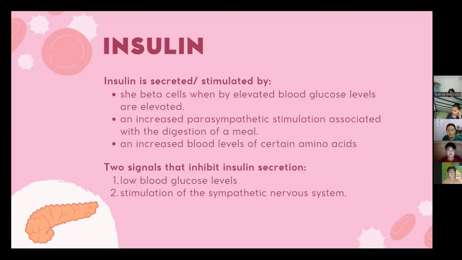So the second one is the stimulation of the sympathetic nervous system. The sympathetic nervous system, also known as the fight or flight system, can inhibit insulin secretion. This occurs during times of stress or when the body needs to mobilize energy resources for immediate use, diverting focus from storing nutrients to providing energy for a rapid response. So this decrease and increase of secretion of insulin under various factors ensures a balance and adaptive responses to the body's metabolic needs.